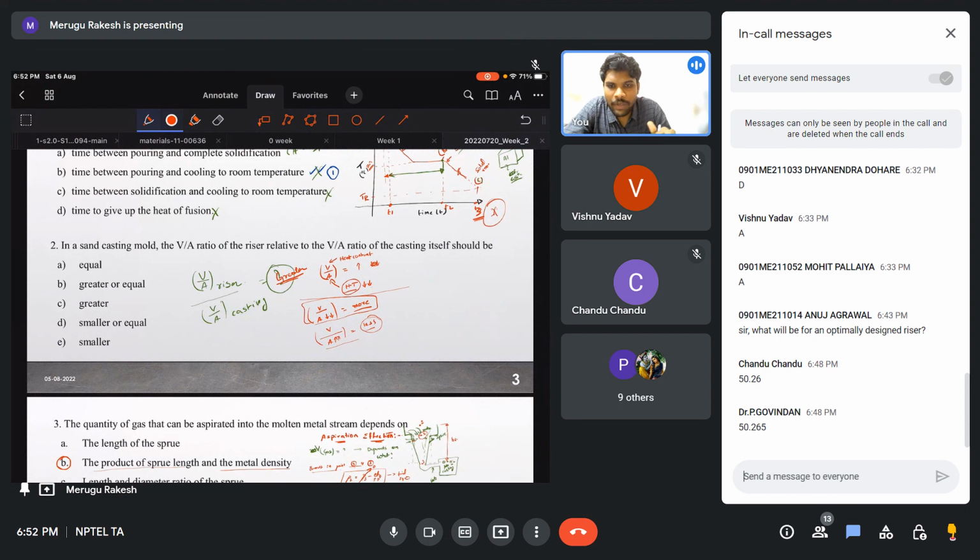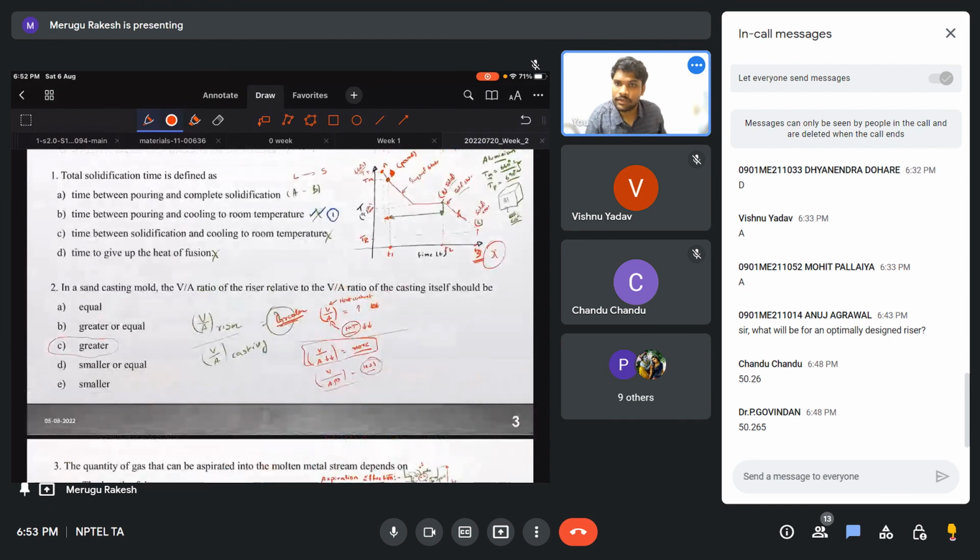The second question is asking about the V-by ratio of the riser and the V-by ratio of the casting. I am repeating this every time, but it is that important. We design the riser so that it solidifies at the end. So the volume to area ratio of the riser should be more. If it is more, the heat content in the riser will be more, so it will stay in liquid state for more time. So the V-by ratio should be greater than the casting. Option C is the correct answer. I hope I cleared it. Yes, sir. Thank you, sir.